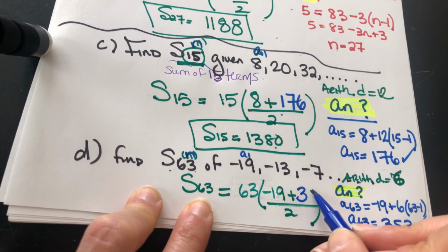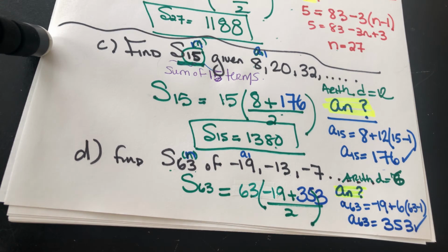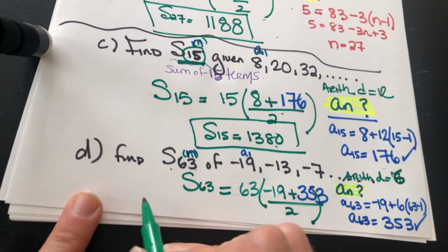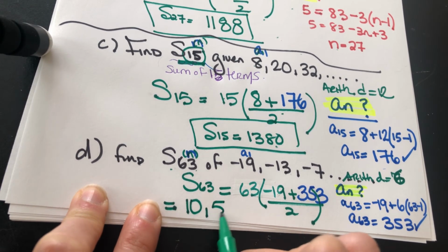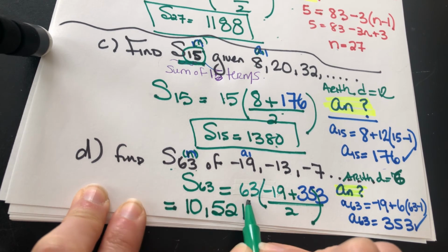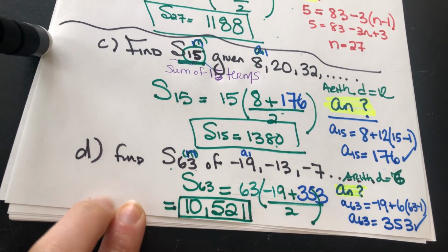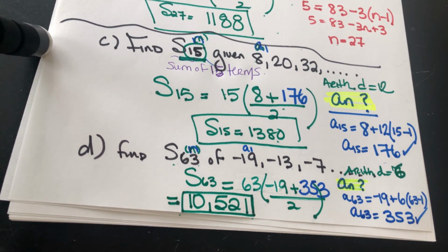So I'm going to put this right here. And then let's calculate that. Negative 19 plus 353, divided by 2, times 63. And here is your final answer for the sum of 63 terms: 10,521. Okay, hopefully that makes sense. Do you guys see how important your formulas are?